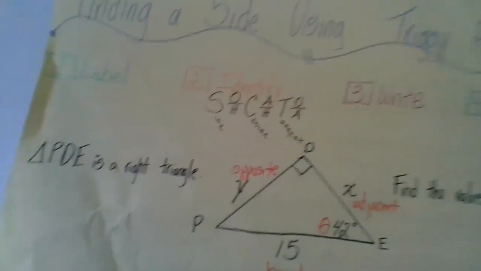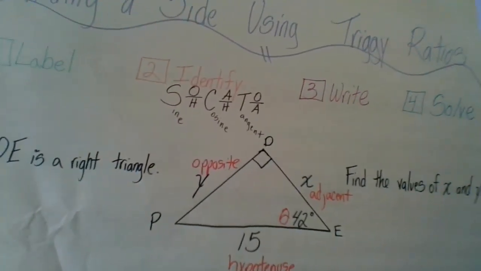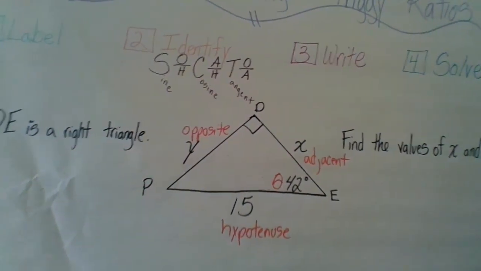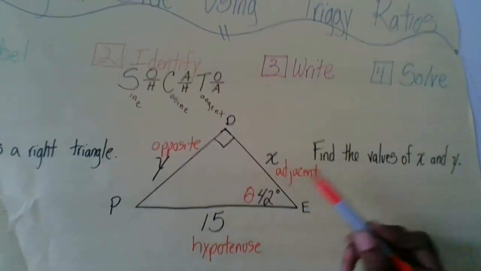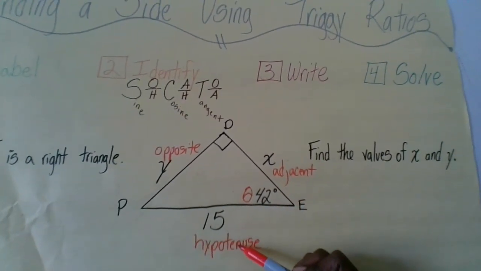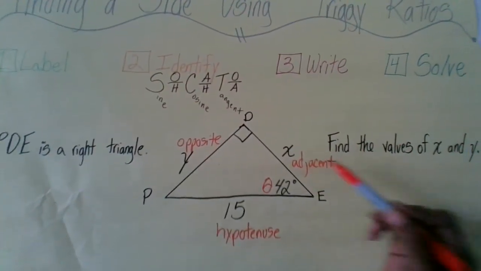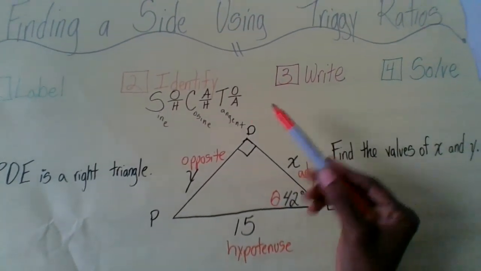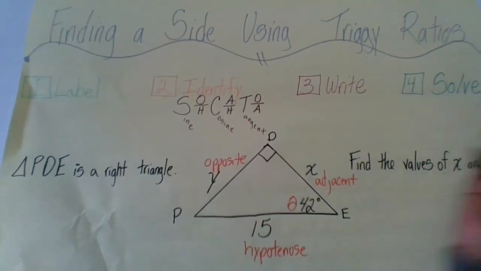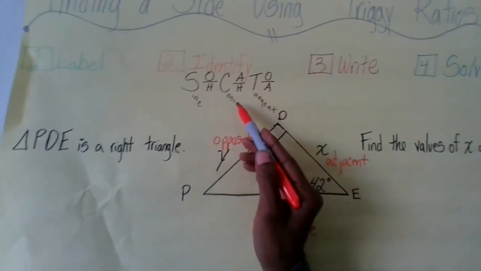This is going to help us identify which trig function to use by looking at the information that was given and what we're looking for. We're looking for x, which is adjacent to theta, and they gave us the hypotenuse. So I'm looking for a trig function that has to do with adjacent and hypotenuse. So we're going to use cosine. We've identified which trig function to use, cosine.